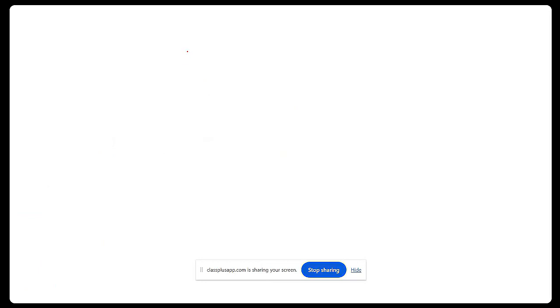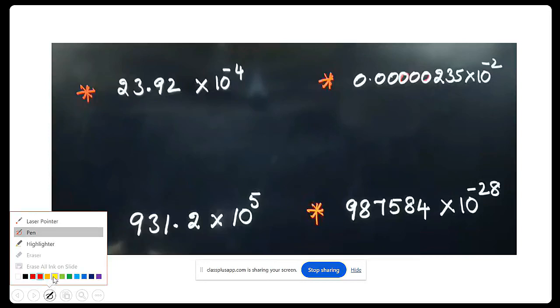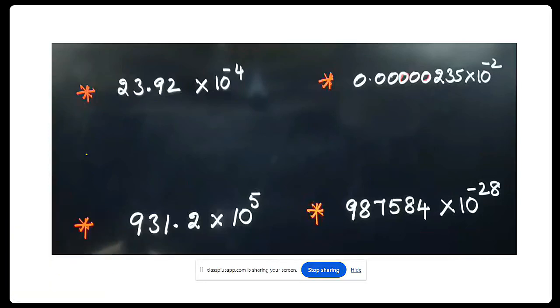Okay, some more questions here. Just look at this. They are giving you the equation directly here: 2.392 into 10 to the power of -4. They are only giving you the order of the magnitude. What is the order of the magnitude? -4.